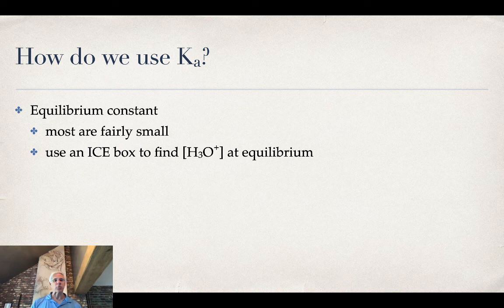And just like we did with our earlier equilibrium calculations in the previous lecture, we can use our ICE box, our initial change in equilibrium box, in order to find the concentration of hydronium ion at equilibrium. And if we can find the concentration of hydronium, we can find the pH of a given solution.